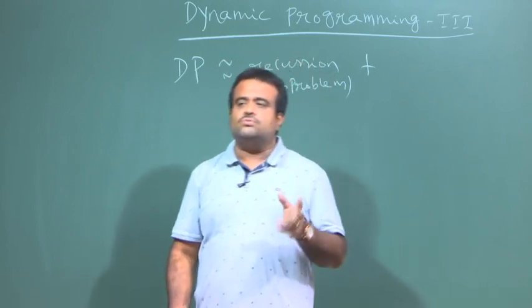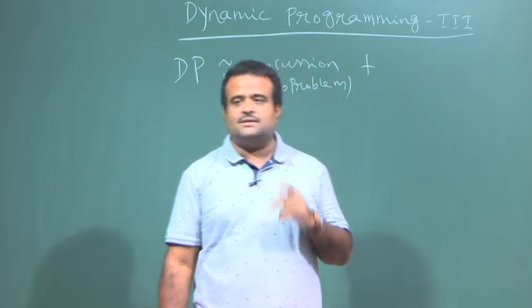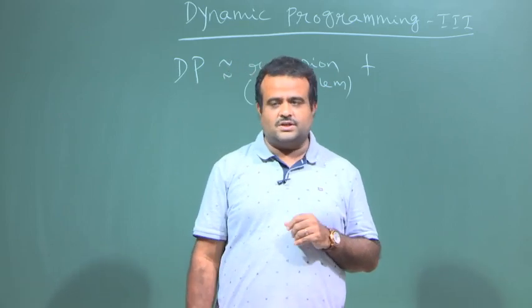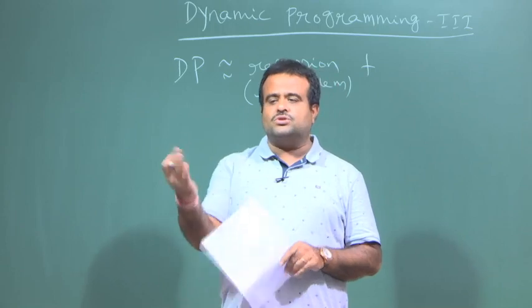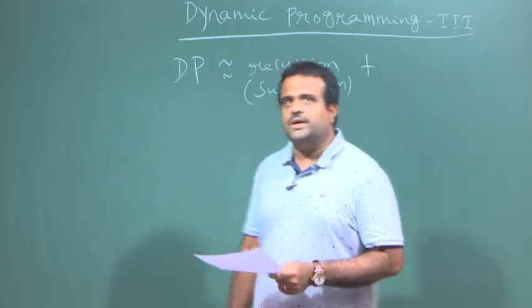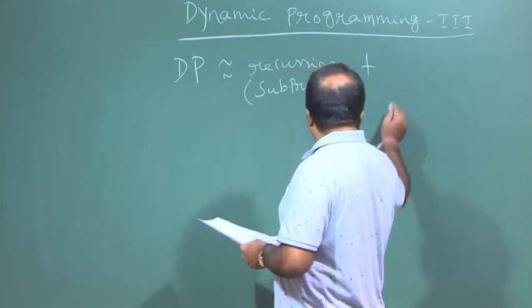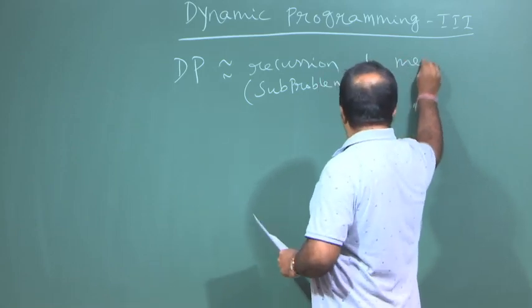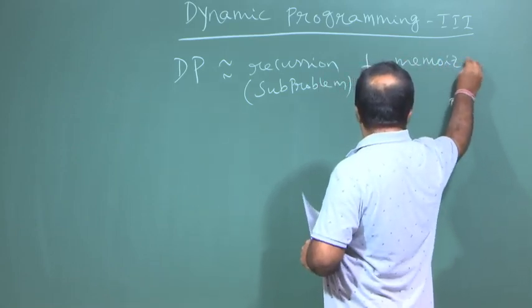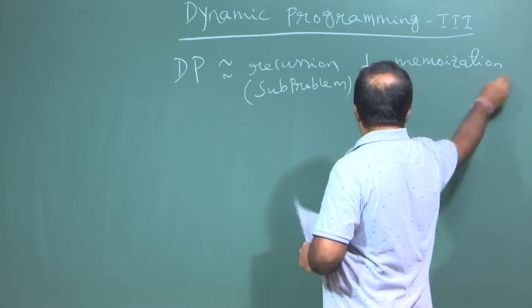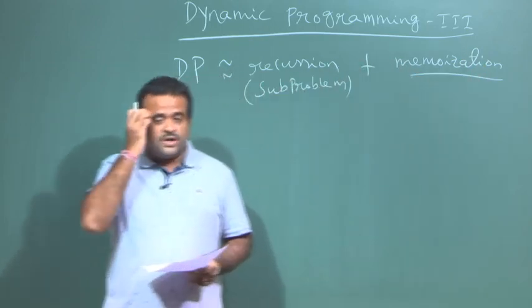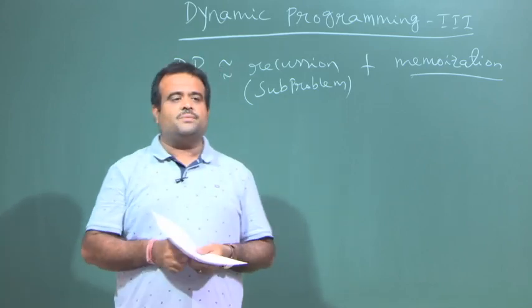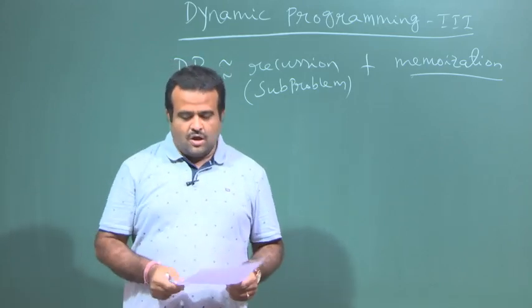So, there are two versions of DP we have seen in the last class. One is memorization. We memorize the value once it is computed, then we reuse that value. We store this into some dictionary, then we use it.